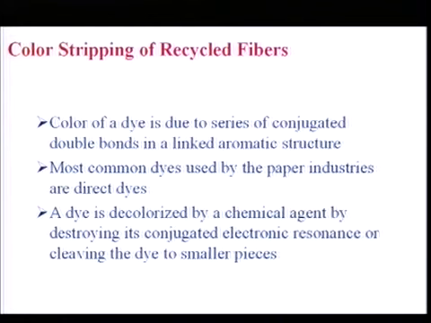Now, the color of a dye is due to a series of conjugated double bonds in the dye structure. If you have quite a lot of double bonds, you can get black color. The lower and lower the double bonds, you get red and again lower amounts of colors present in the system, milder colors. The most common dyes used are direct dyes. A dye is decolorized by a chemical agent by destroying the conjugated double bond.